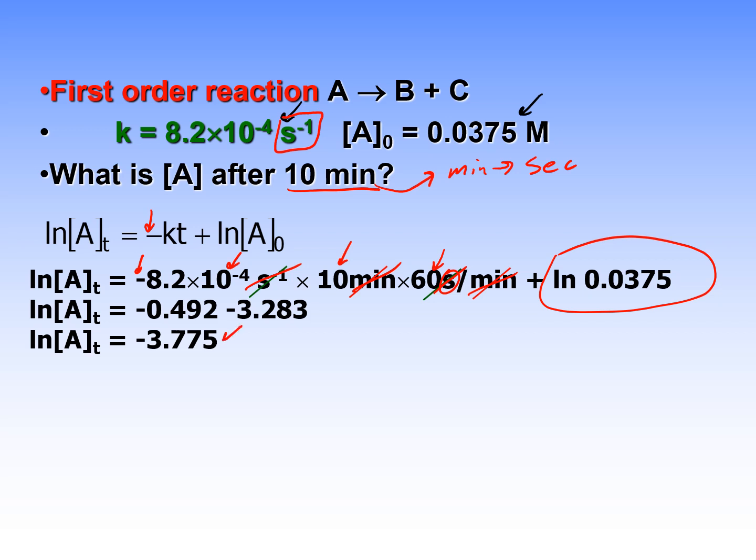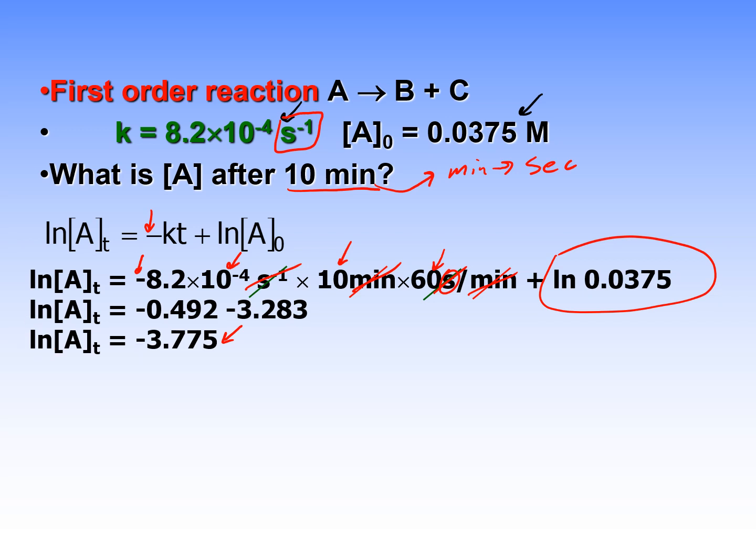Now, some students stop here, which is really bad. For one thing, you can't have a negative concentration. Concentrations are like an amount of stuff, and you can't have less than nothing. So the negative sign is the clear giveaway that we're not done. And the other bit is we weren't asked for the natural log of A_t. We were asked for just A_t, what the concentration is.